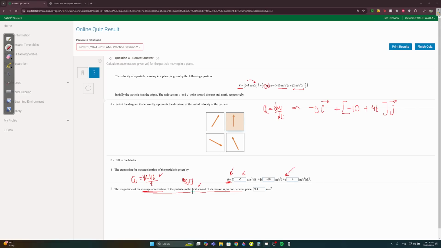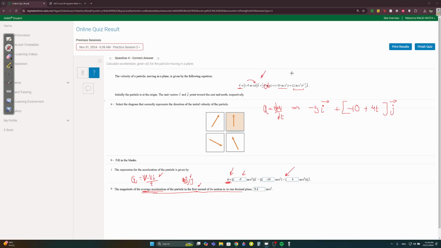They said first second, so between 0 and 1. If they said second, it would be between 1 and 2. Third second would be between 2 and 3. Fourth second between 3 and 4. Okay, always take what's behind. V final is in the first second, so at t equals 1.